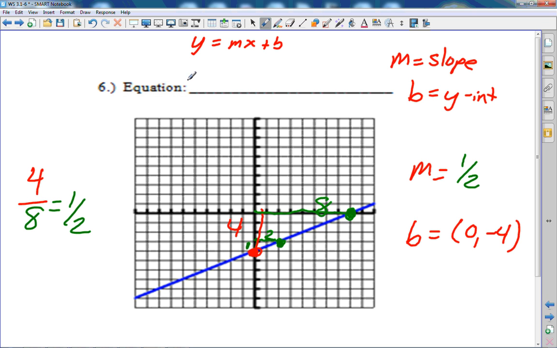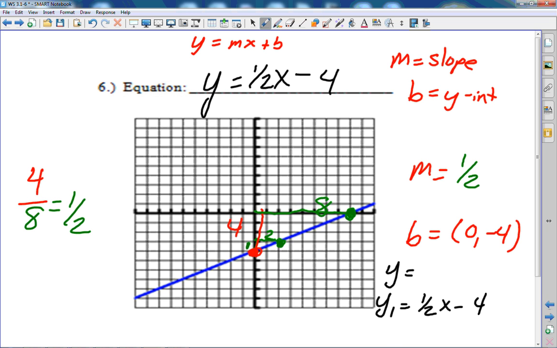Now my equation: y equals, the slope is 1/2 x, the y-intercept is negative 4, so I'll put -4. Now to check it, go to y equals, put into y1, 1/2 x minus 4, and press graph. See if it gives you the same picture. Make sure your line is positive and going up.